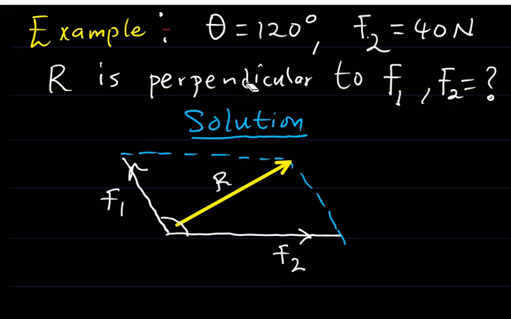Okay, let me read the question again. Two forces act at an angle of 120 degrees. The bigger force is 40 Newton. All right, so let it be F2, which is 40 Newton. Now the resultant is perpendicular to the smaller force F1. So we're looking for the smaller force F1.